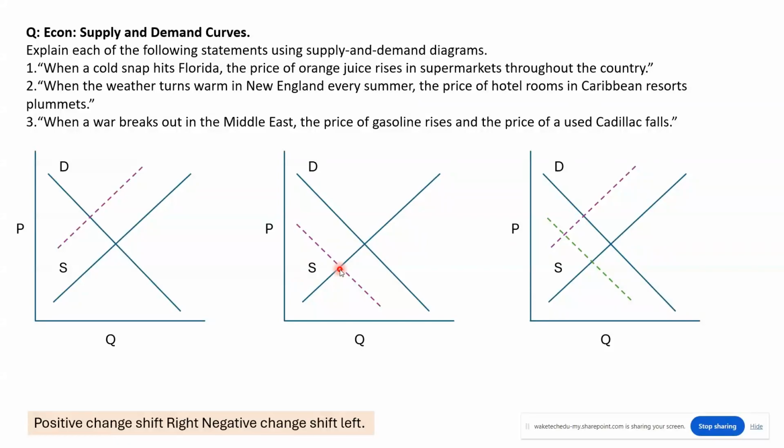Okay, third one: a war breaks out in the Middle East. The price of gasoline rises and the price of used Cadillacs falls. Well, the first shift is the price of gasoline. So a war breaks out in the Middle East, so my supply of oil goes down, or shifts to the left. That's going to drive my price up. And then the demand for Cadillacs is going to fall because Cadillacs consume a ton of gasoline. So that'll shift my demand curve to the left.